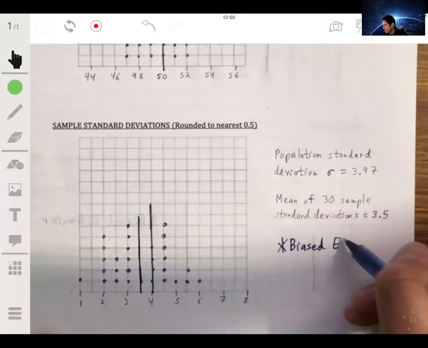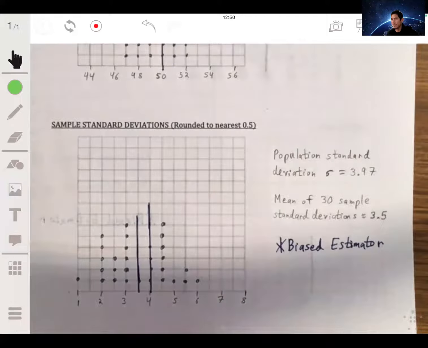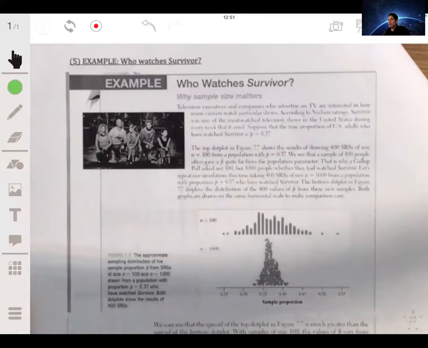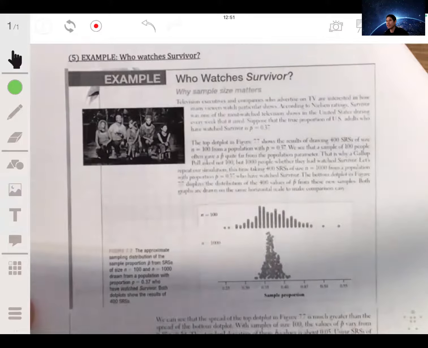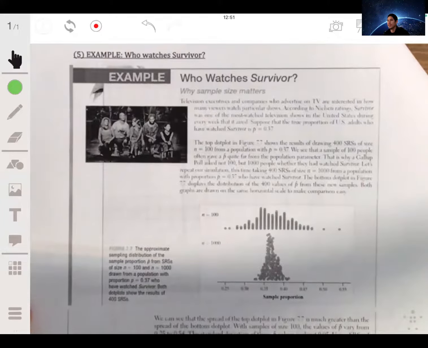So in general, sample standard deviations are not good to estimate the population standard deviation, and same thing with the ranges. Standard deviations are biased estimators, but it looks like medians and means are unbiased. It looks like we can trust them. All right, so that's one factor we want to consider. We definitely want an unbiased estimator.